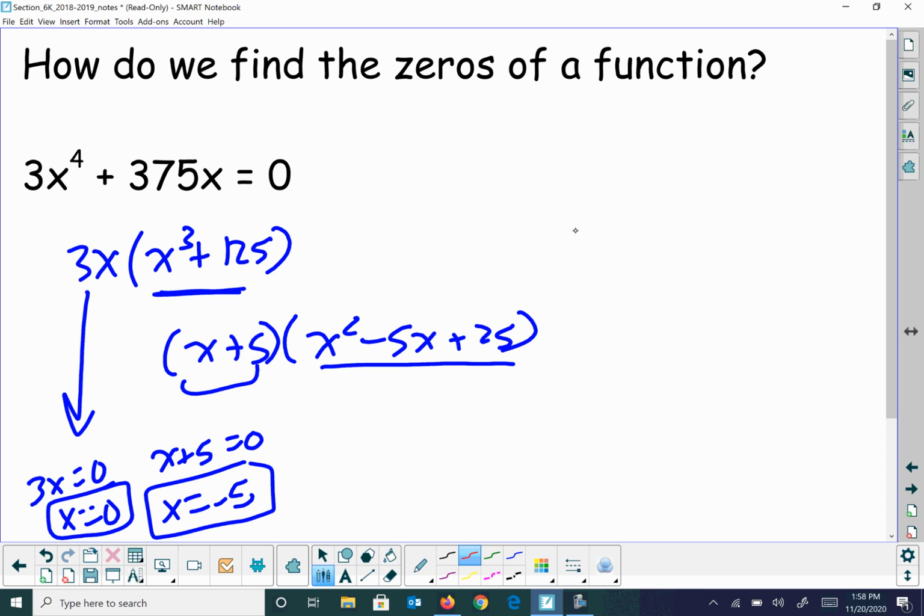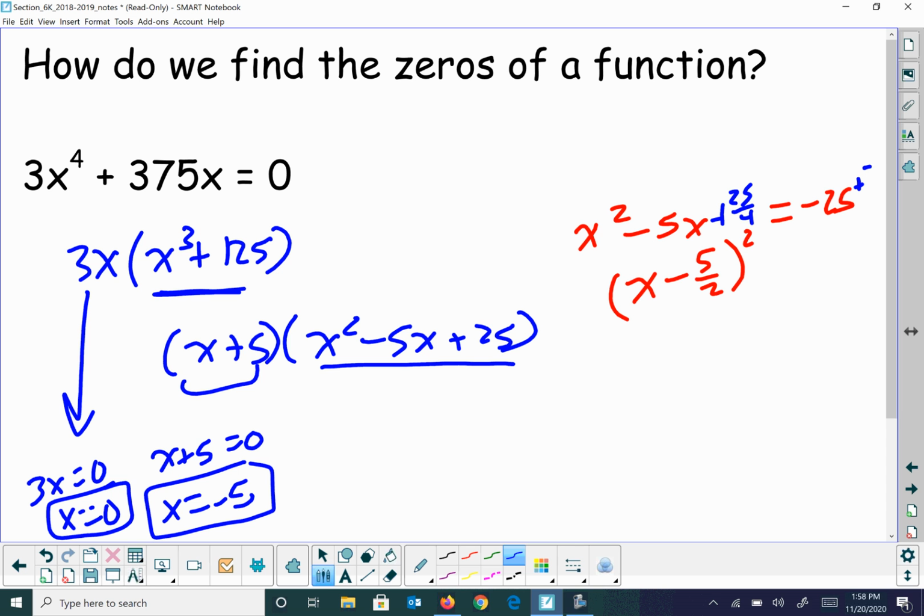Use the quadratic formula, or I'm going to complete the square just because you all know I'm weird like that. I'm going to bring the 25 to the other side, so I'll make a negative 25 over here. So half of 5 is 5 over 2. 5 over 2 squared is 25 over 4. So negative 25, that's negative 100 over 4 plus 25 over 4. And so that's going to give me negative 75 over 4.